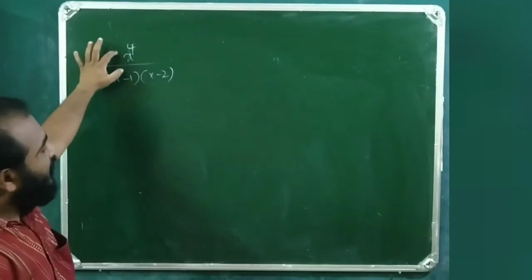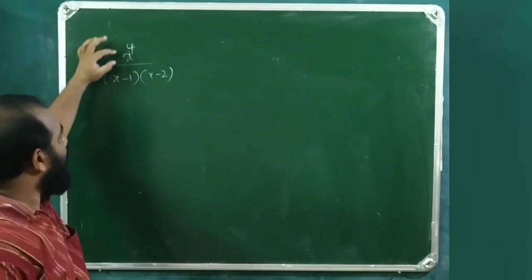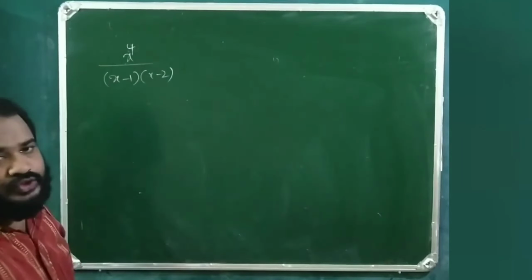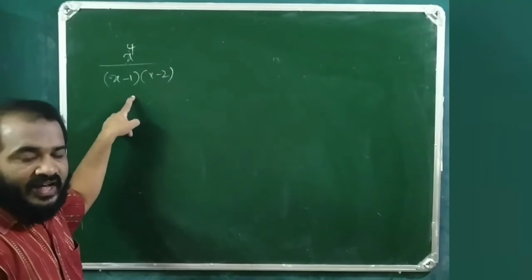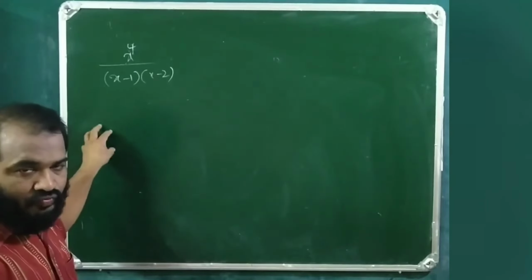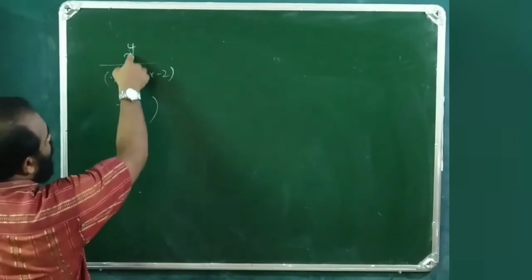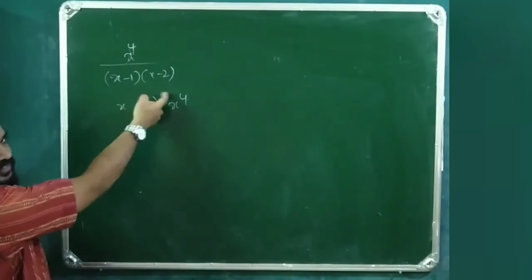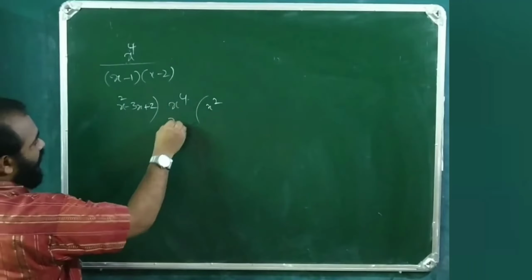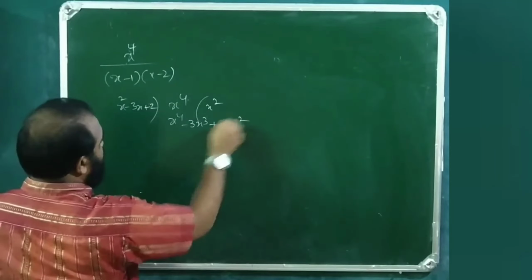So the example is x power 4 by x square minus 3x plus 2. This is a rational function, with f of x and g of x both polynomials, and the degree of f of x is 4 and the degree of g of x is 2. So the degree of f of x is greater than the degree of g of x. Therefore, the division algorithm, case 1, is applicable here. We have to divide x power 4 by the denominator x square minus 3x plus 2. So x square times gives x power 4 minus 3x cube plus 2x square.